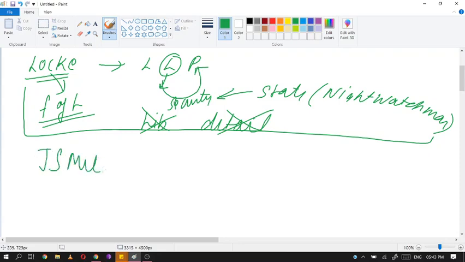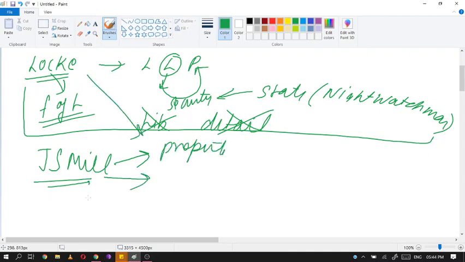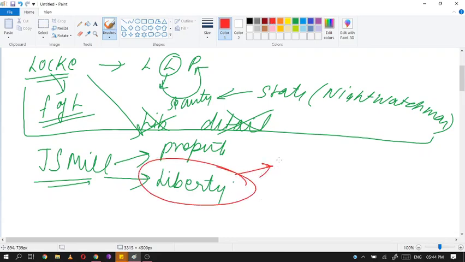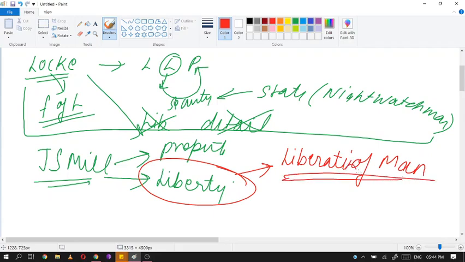JS. Will he be talking about property? No भैया, property पे तो इसने काफी बोल लिया. So what you will talk about is the core value that there is in liberalism. Principle of liberty. What is liberty? Liberation of man. Liberation of man. From what?